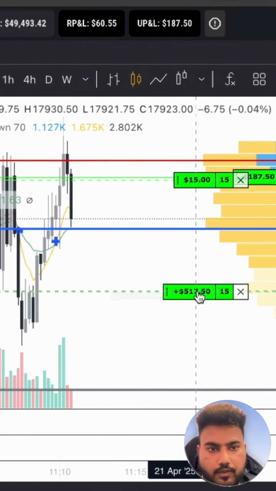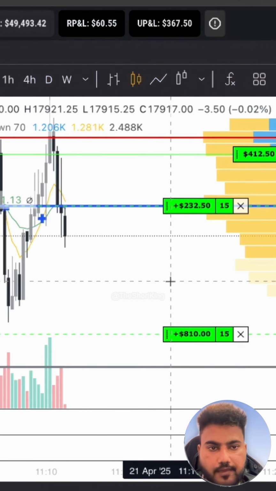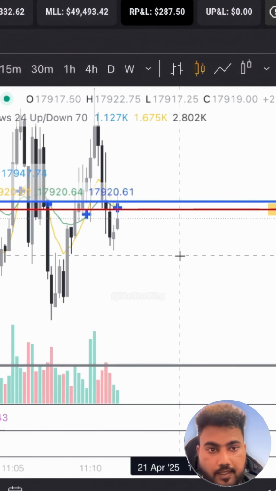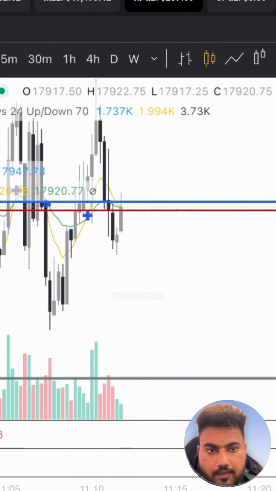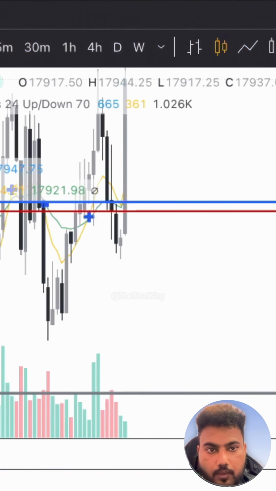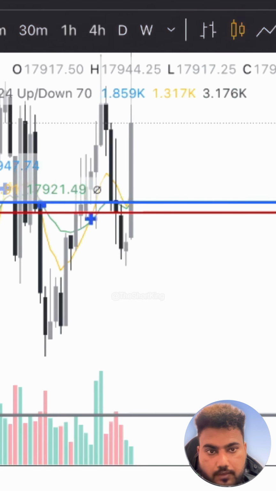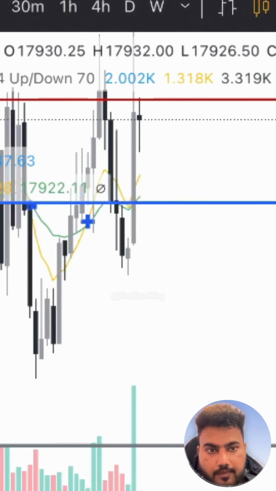One thing you must really remember when you're trading on a 15-second time frame is that the price moves really fast, and you need to be very precise. Look at that. If I didn't trail it fast enough, I would have been in loss right now.